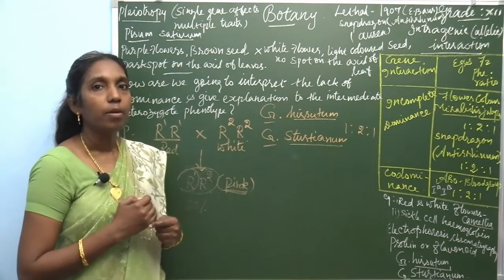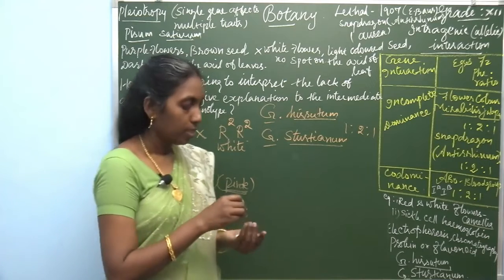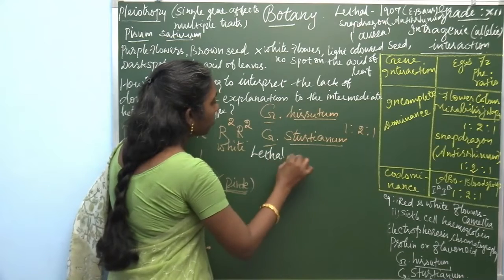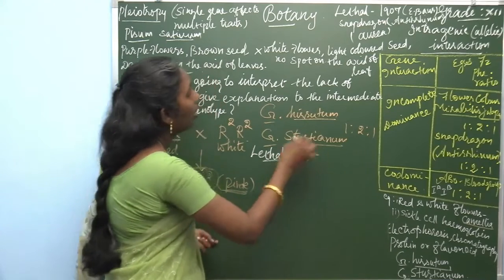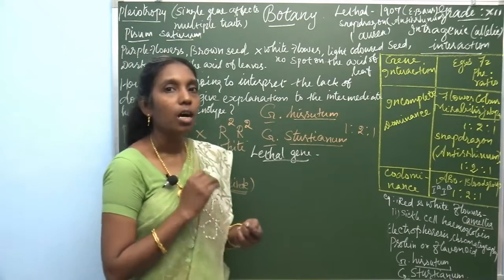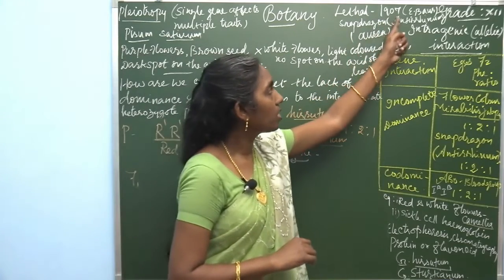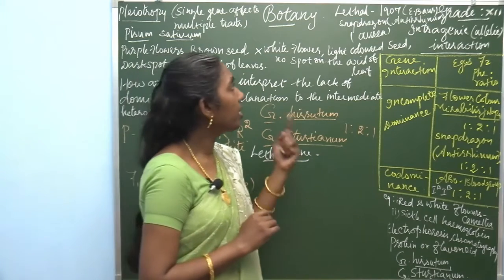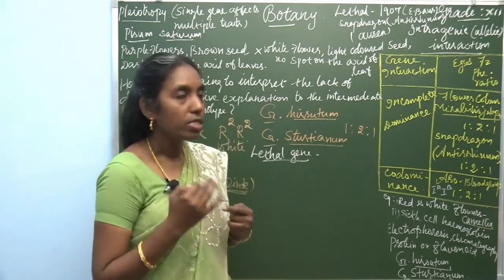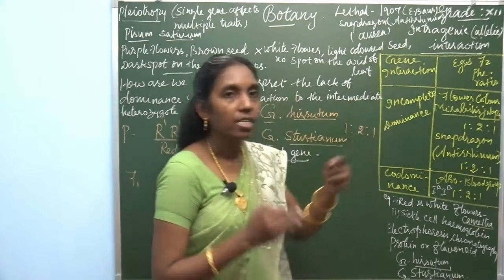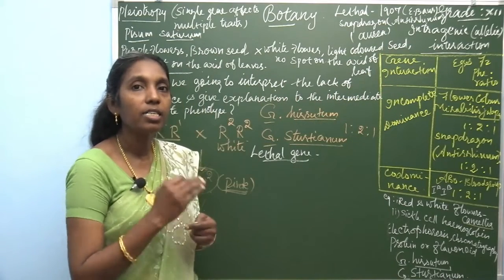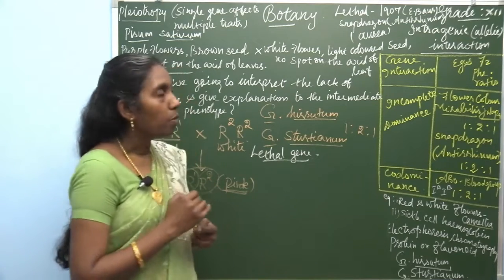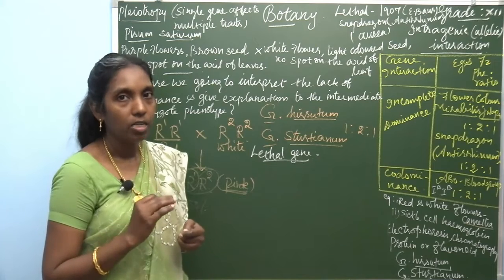Then another example is the lethal gene. This was observed in the year 1907 by E. Baur. E. Baur explained the lethal gene in snapdragon. What's the other name of snapdragon? Antirrhinum. So in snapdragon, the lethal gene is expressed, which was noticed by E. Baur in the year 1907.